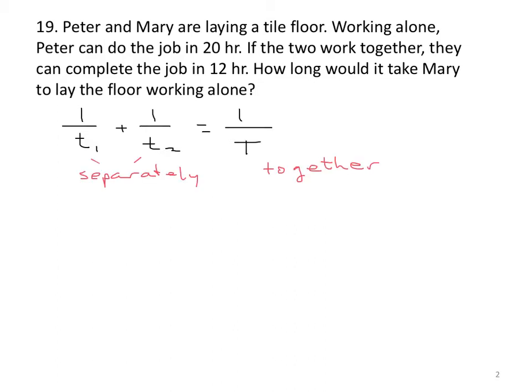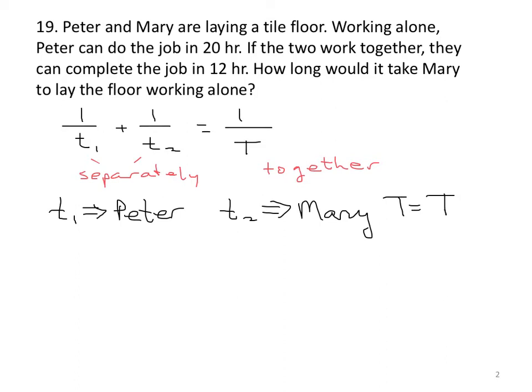Peter and Mary are laying a tile floor. If they work alone, Peter can do the job in 20 hours. But if they work together, they can complete it in 12 hours. So the question is, how long would it take Mary if she were working alone? So what we're going to do is plug in these values. T1 is Peter's time, T2 is Mary's, and T is together.